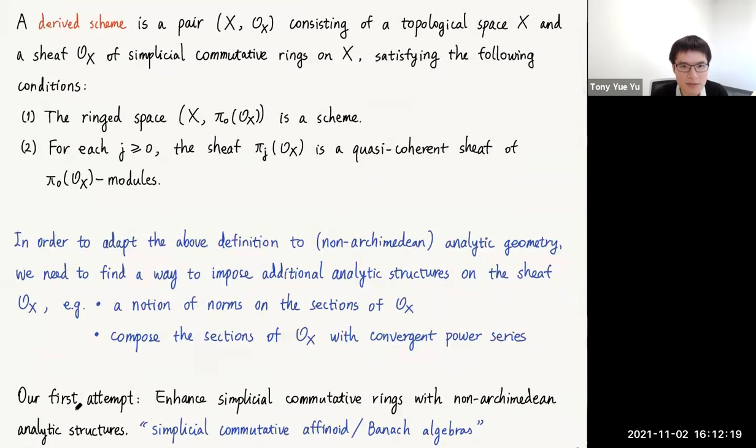And our first attempt is the following. We see that here in the definition, it's actually, as I said, very simple. It's just a topological space with a sheaf of simplicial commutative rings. So our first attempt is just to enhance these simplicial commutative rings with some non-Archimedean analytic structure. In other words, we would like to have some sort of simplicial commutative affinoid algebras or Banach algebras.